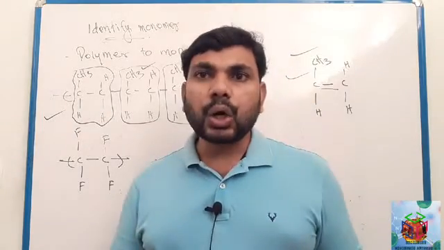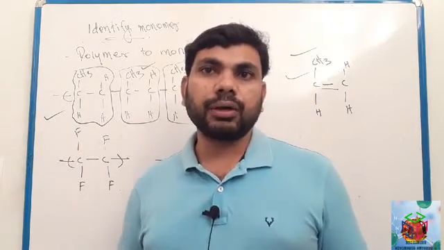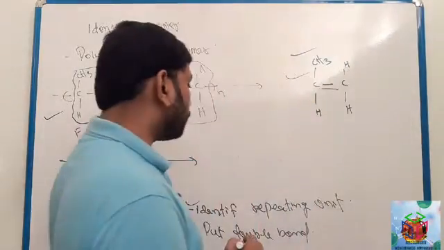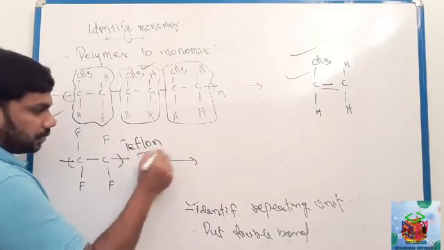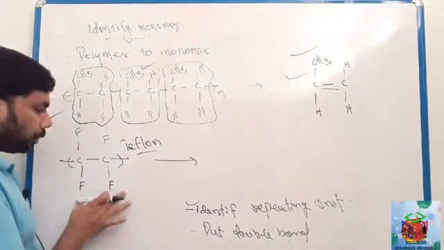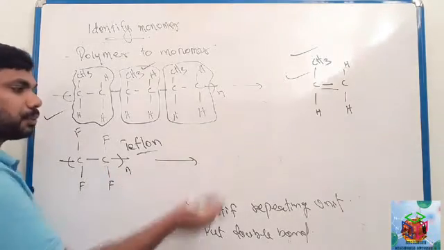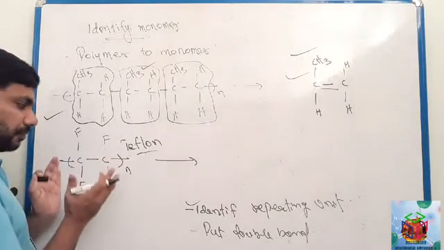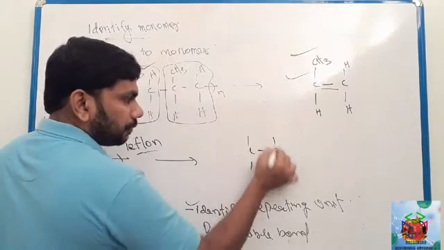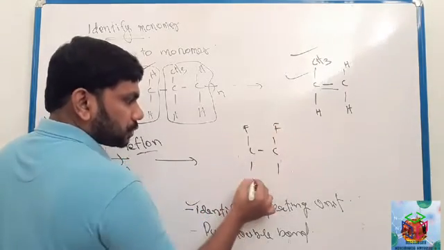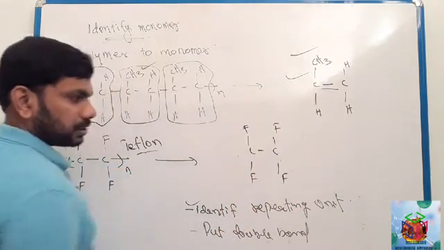Polytetrafluoroethene, also called Teflon. Another name of polytetrafluoroethene is Teflon. This is the structure of the polymer. If you want to draw its monomer, simply find the repeating unit: carbon, carbon, then 4 fluorine. So this is the repeating unit.